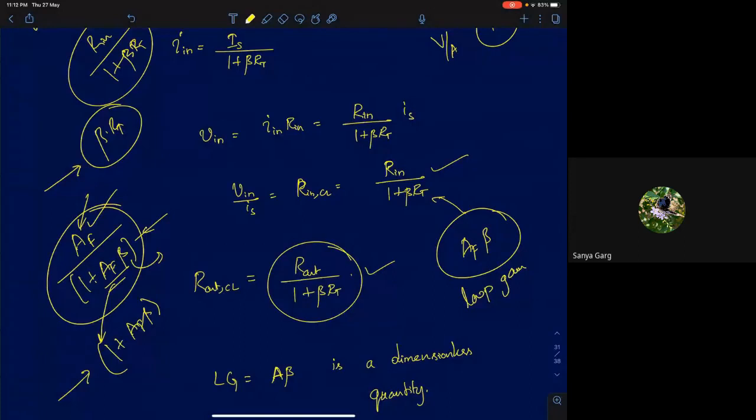I'll stop this lecture at this point. We'll then start with a discussion on addition and subtraction of voltages and currents in feedback circuits.